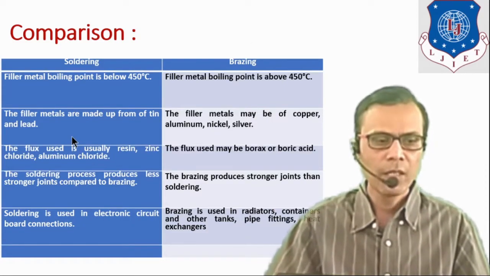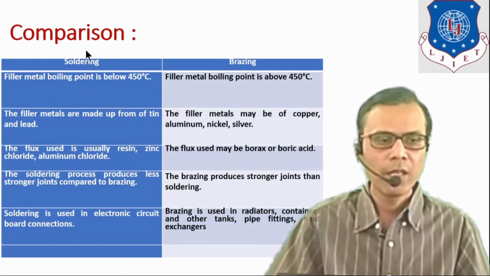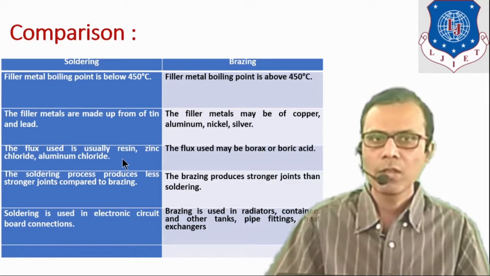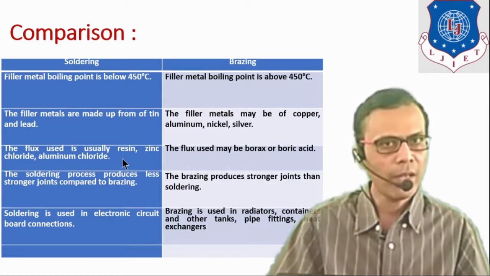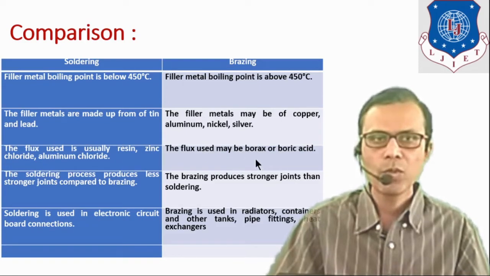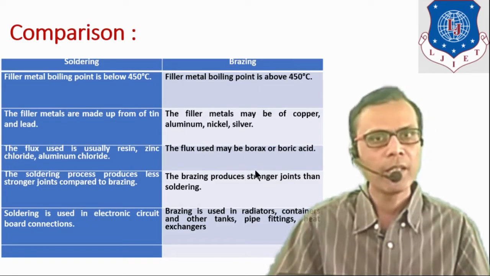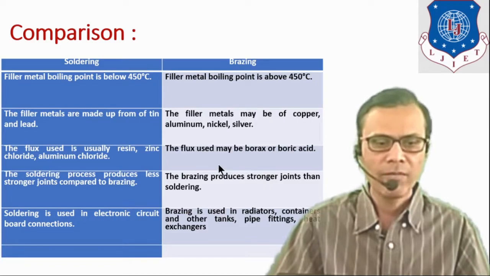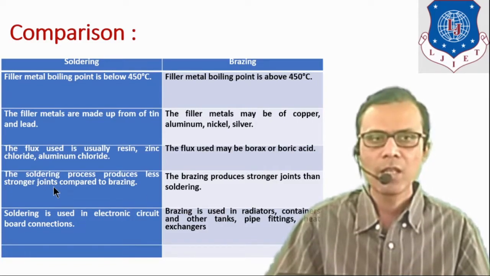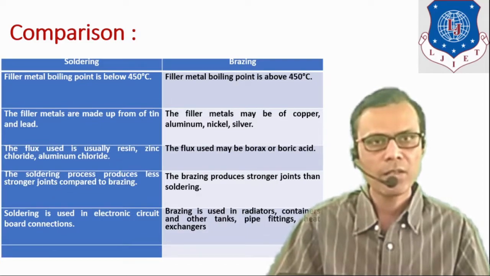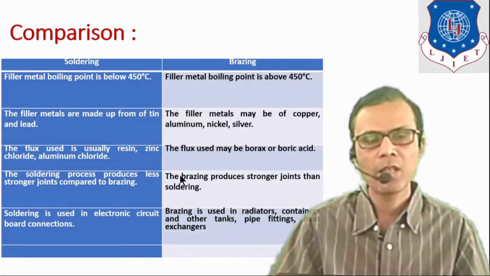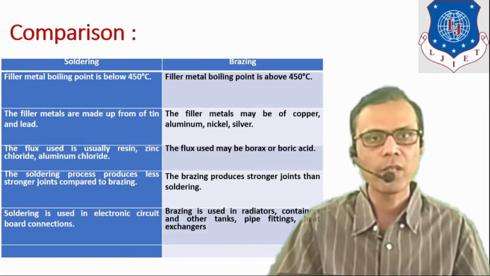Next point is the flux which we are using in case of soldering process, that is resin or chloride of zinc and aluminum, and in case of brazing we can use borax or boric acid in the powder form as a flux. Now the soldering process produces comparatively less strength of the joint, but brazing has a comparatively stronger joint as compared to soldering process.